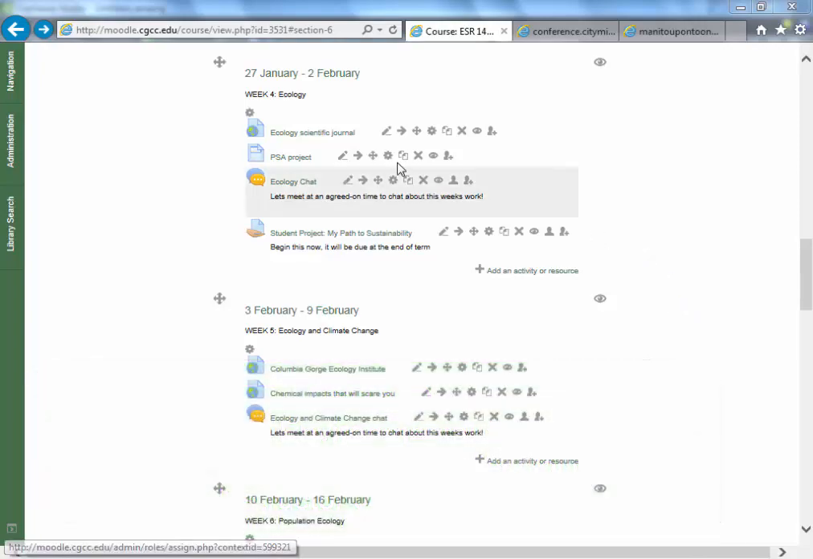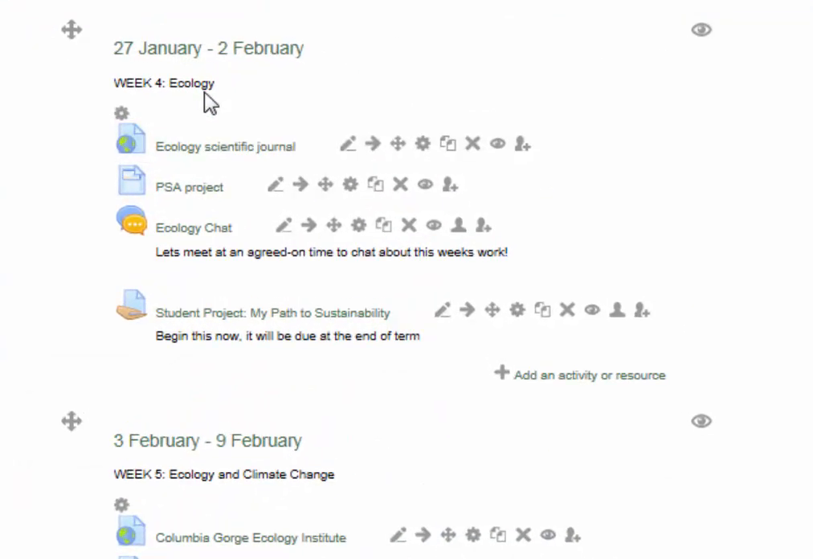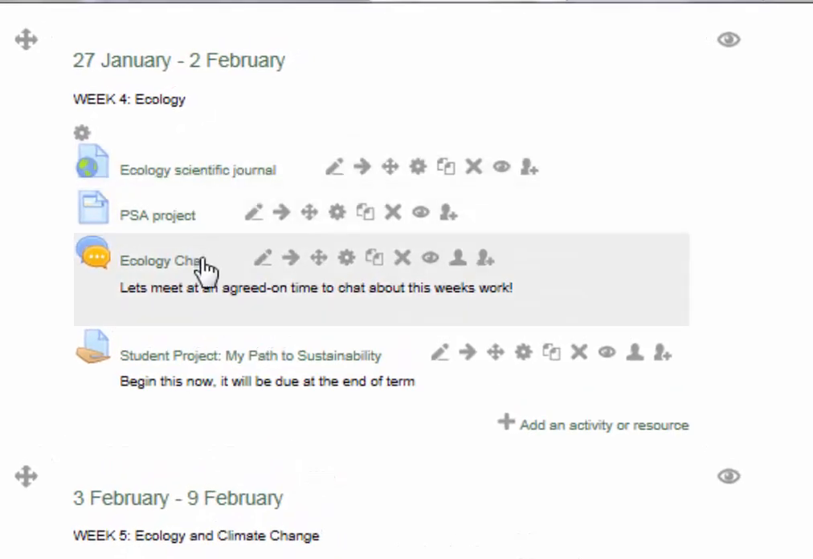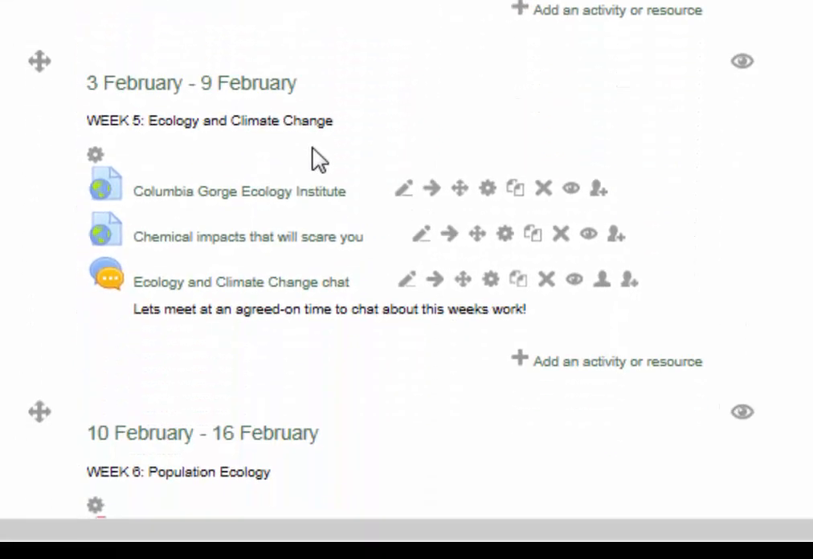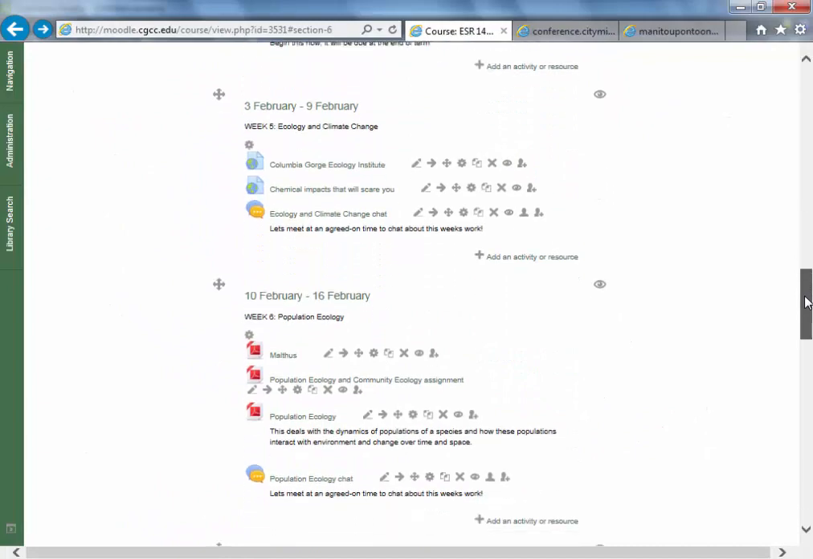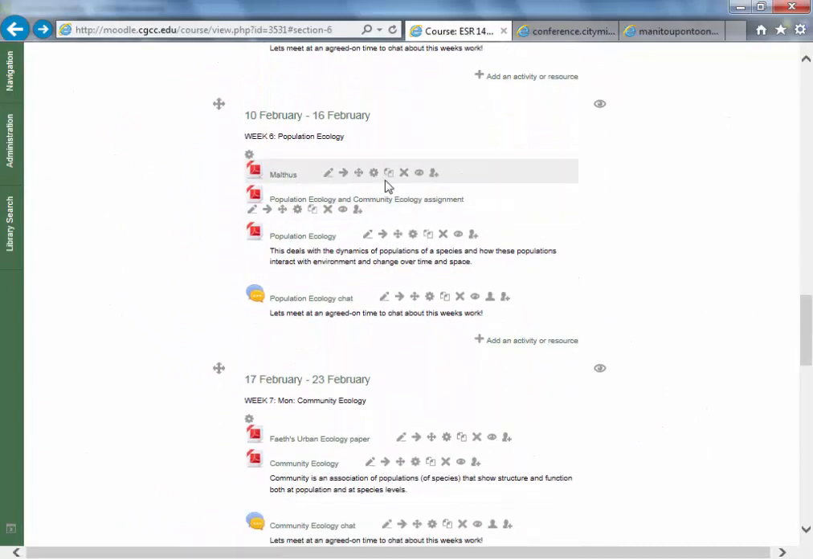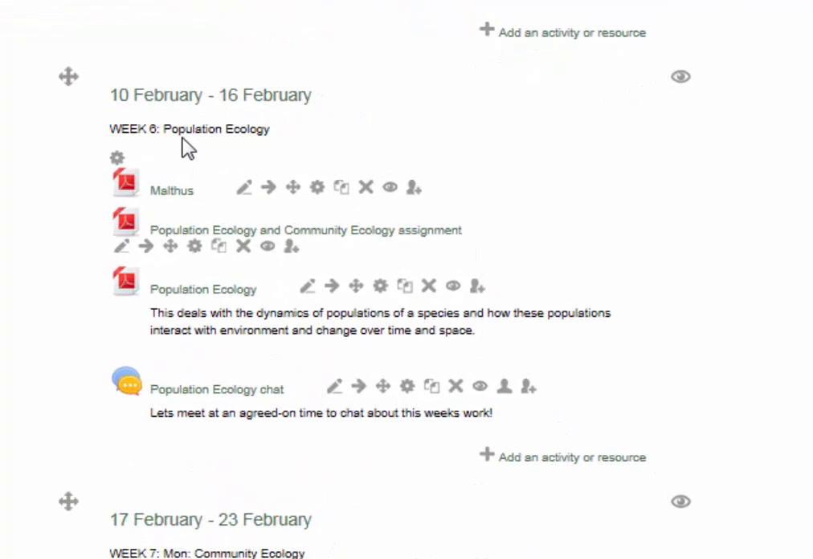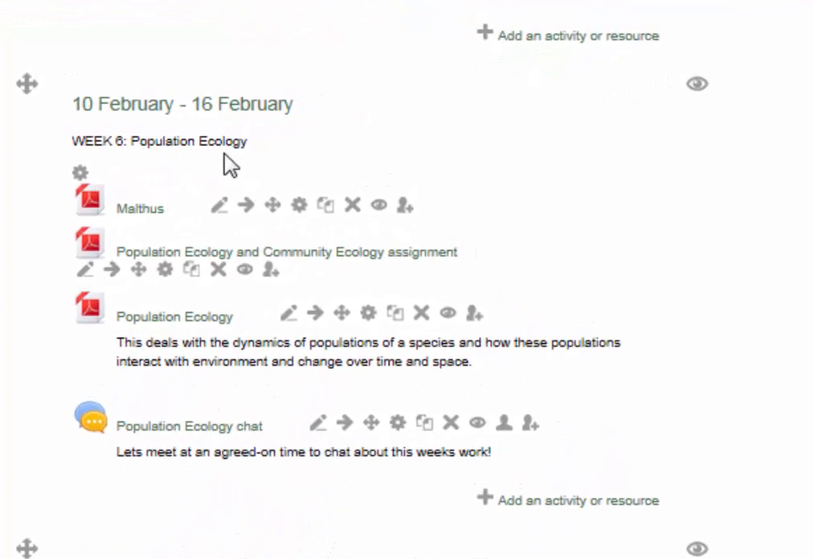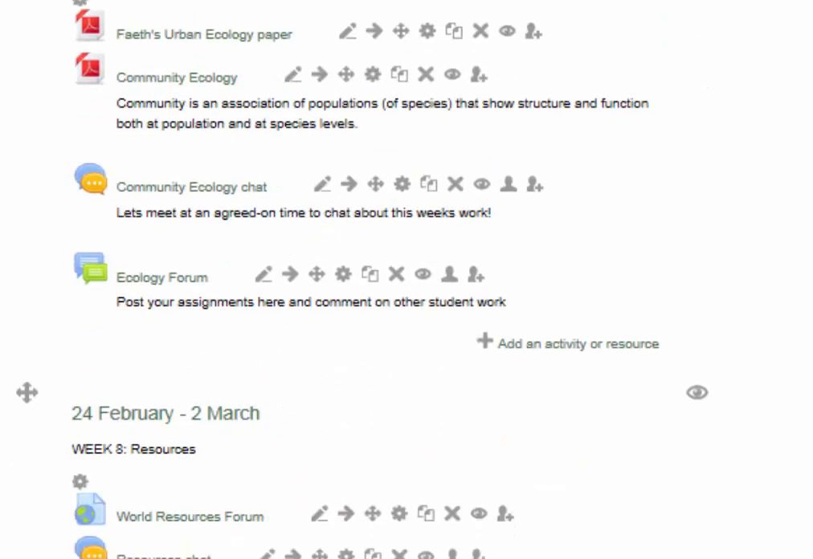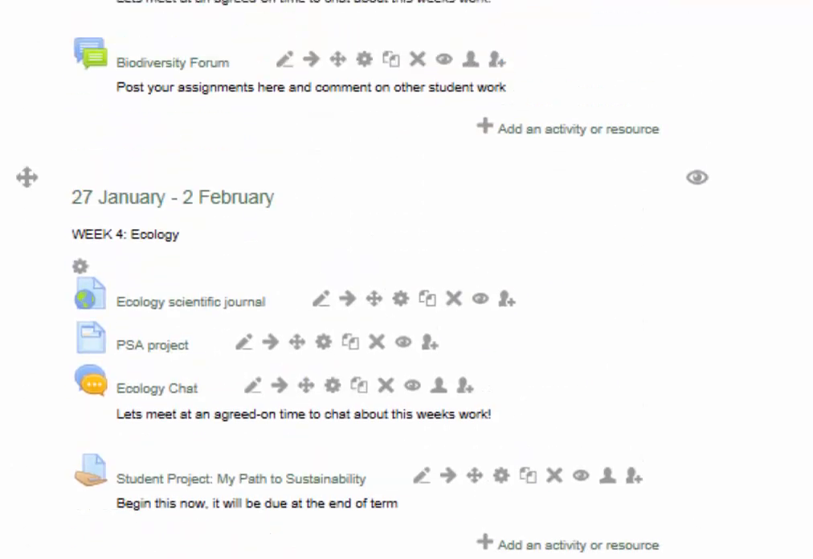This week we're going to be talking about ecology. We are going to look at some very basic ideas of ecology, talk about your student project beginning, move on through studying how climate change is affecting ecology, looking at some particular aspects of ecological study, population ecology and community ecology, and then we'll move on to resources.